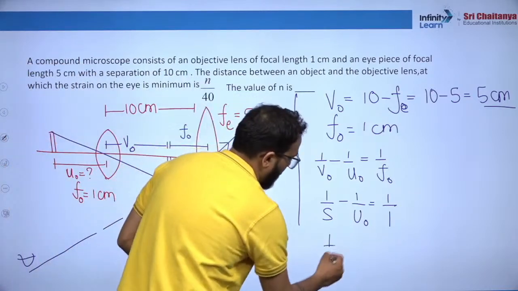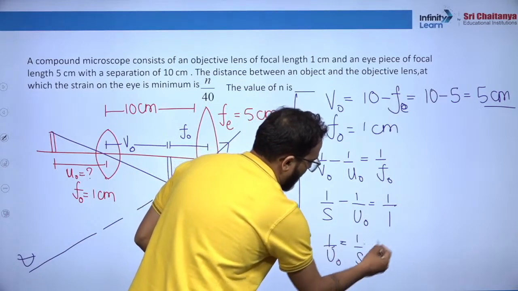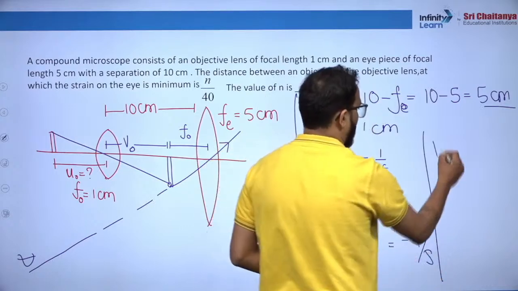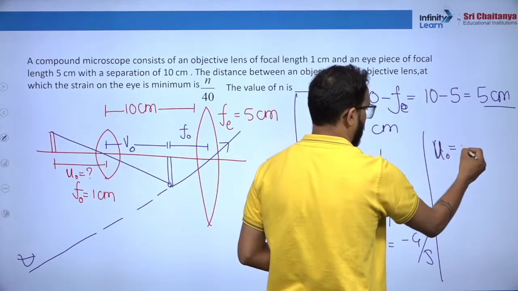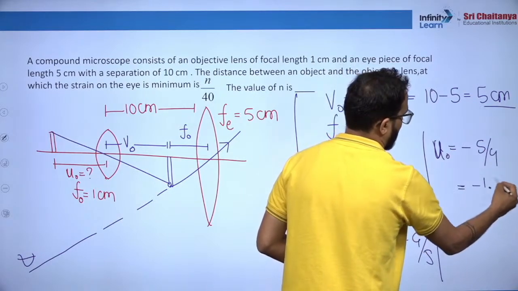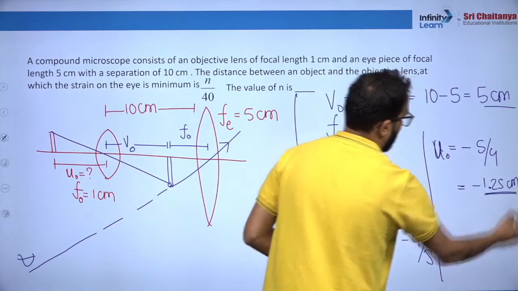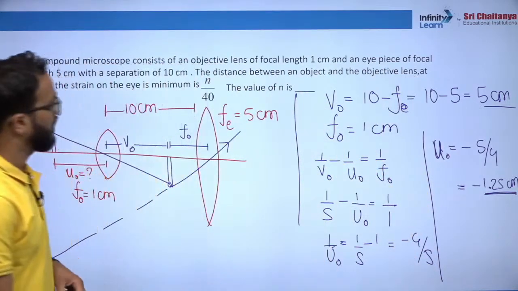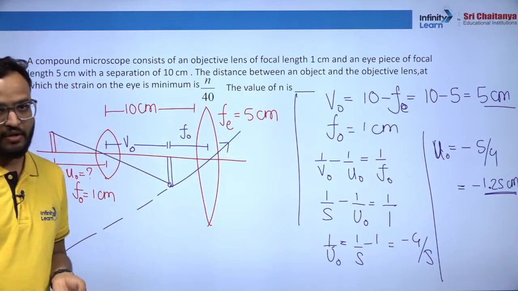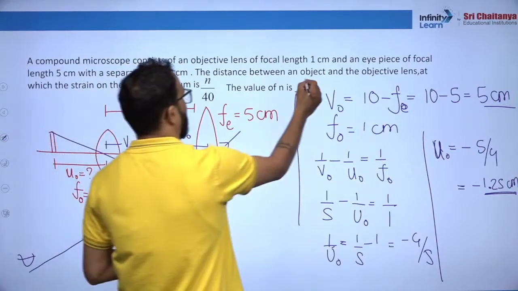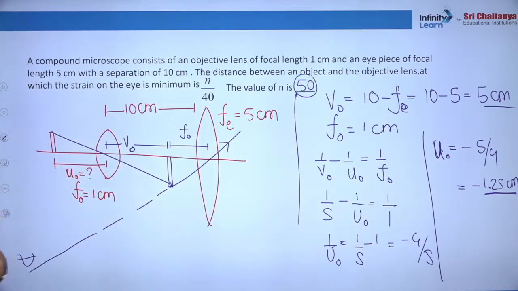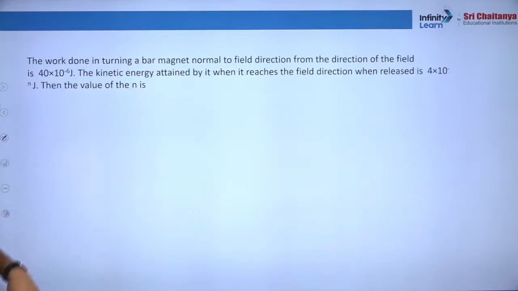So 1 by U naught will be how much? 1 by 5 minus 1, that is minus 4 by 5. So U naught will be minus 5 by 4, that is minus 1.25 centimeter, right? Minus 1.25 centimeter. Achha, in terms of 40, so the answer will be what? 5 by 4, so it will be 50 by 40, so n is 50, right? N is 50. So this is how you can solve this question also. Let's move on to the next question.